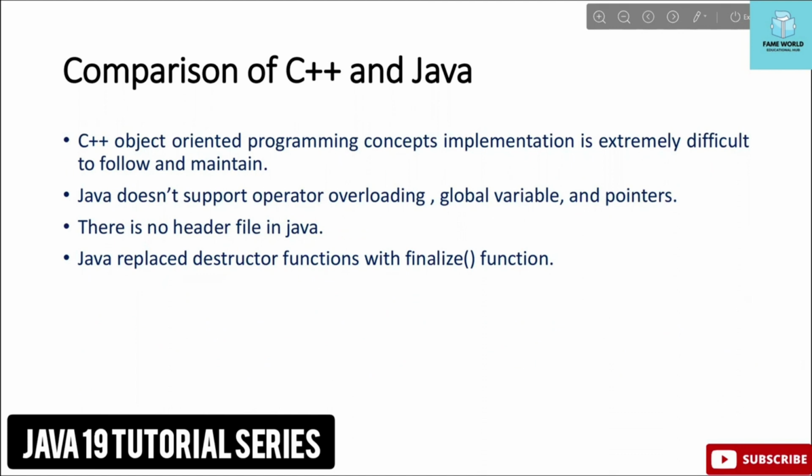If we talk about C++ and Java, both are actually object-oriented programming languages. Both are object-oriented, but there are differences and similarities also. C++ object-oriented programming concepts implementation is extremely different and difficult to follow and maintain. Whereas Java does not support the concepts of operator overloading, global variable, and pointers. In the case of C++, we are having those concepts. Operator overloading, global variable, pointers are present in C++. They are not present in Java.